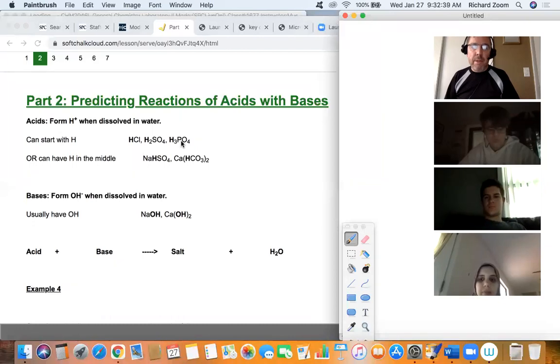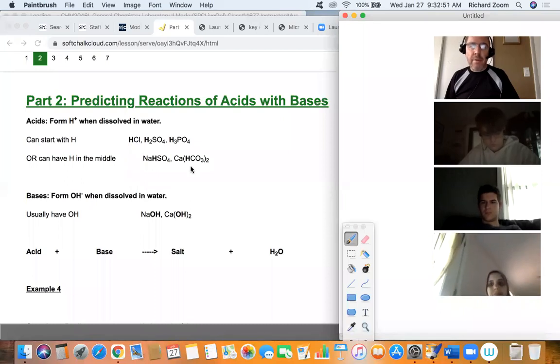And we know this because the H being out the front means it's a cation, so that makes it H plus. But there are other situations where the H can also be in the middle of the compound. For example, in NaHSO4, CaHCO32 are both examples where H plus is also possible to form as well.